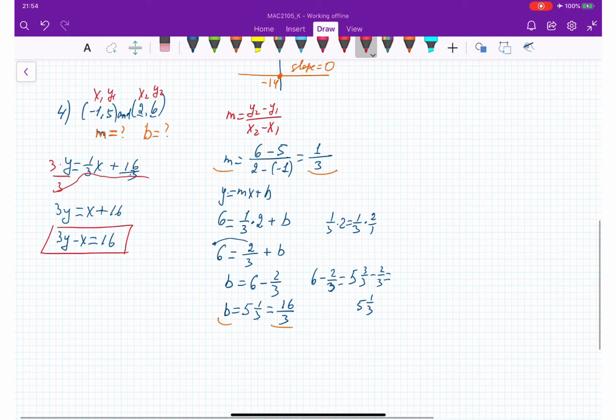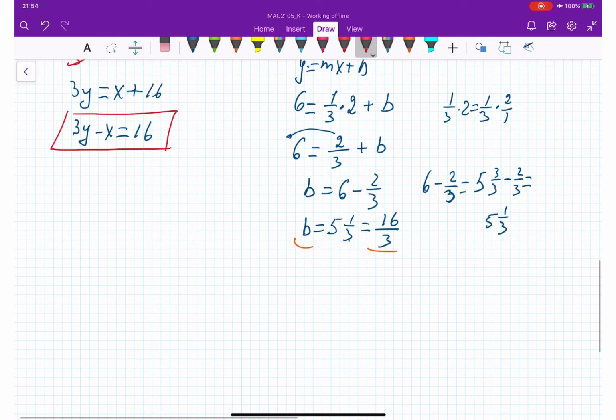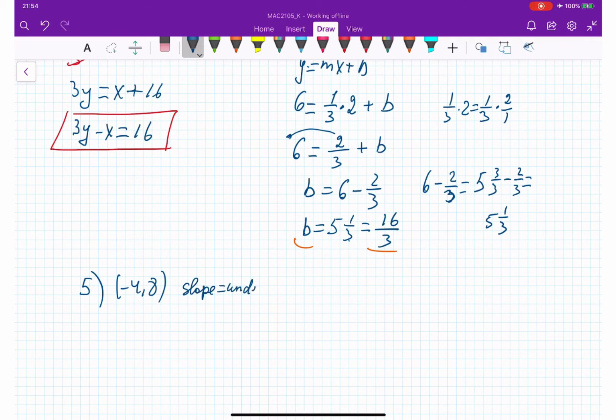All right. Next. Question number 5. So, we need to write the equation for the vertical line that goes through -4 and 8. So, when it says vertical line and point, when we have vertical line, that means slope is undefined, remember? It's not given, but it says vertical line, that means it is undefined. Slope is undefined, correct? Okay. So, we need to find the equation. All right.